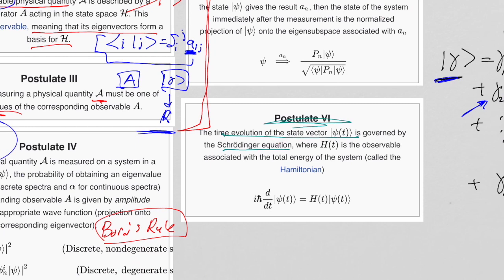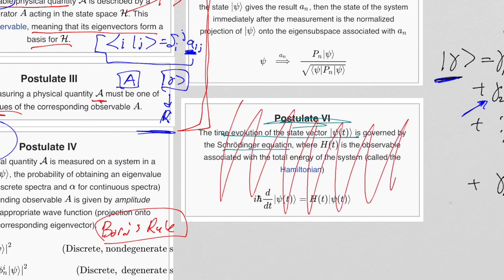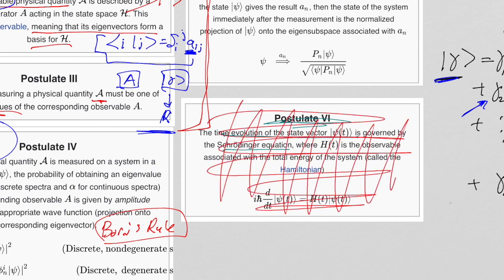The last postulate, by the way, is the Schrodinger equation. Many books don't even include this as a postulate. They say, oh, we're smart enough, we can derive the Schrodinger equation from first principles.